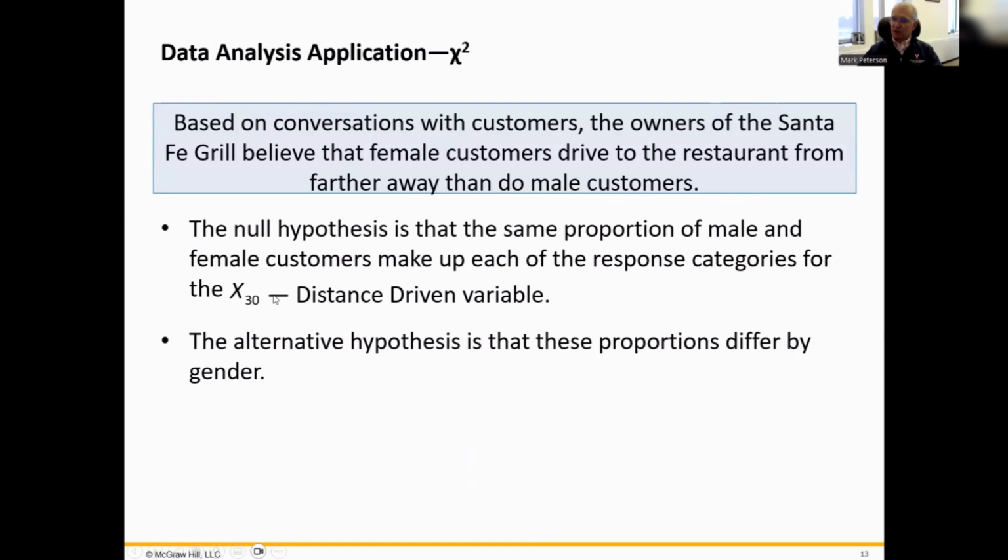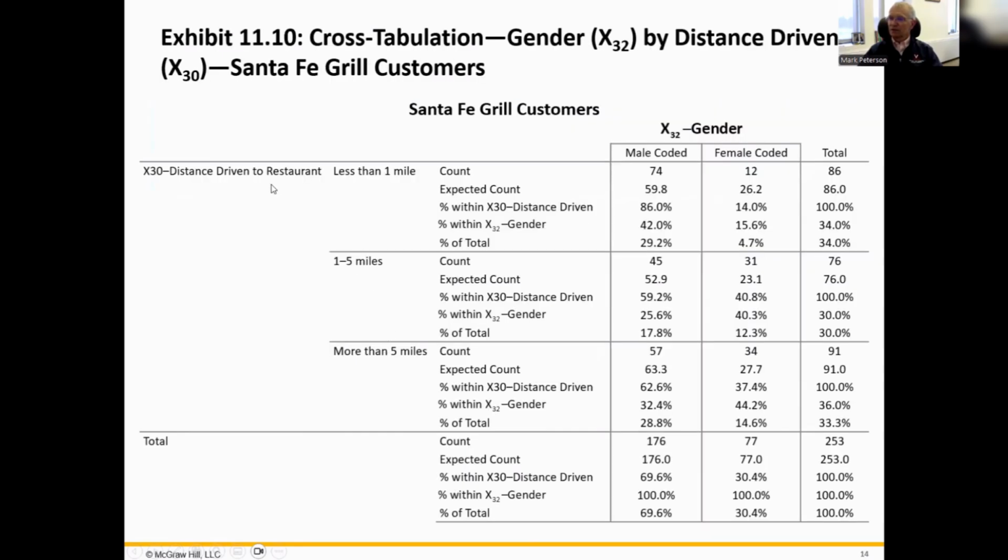Okay. This example from the book here has to do with distance driven, variable X sub 30. And here we see the distance driven to the restaurant: one group, less than 1 mile, 1 to 5 miles, more than 5 miles. And then you can see here the expected count for each of these. This is the count actually for these cells. So this column is the male coded. This is the female. So the columns represent gender, and the rows represent the distance driven to the restaurant. So here's the count, 74 and 12. It's at the top of each of these cells, 45 and 31, 57 and 34. And then you have the totals down here, 176 males, 77 females. And then you're going to make these comparisons between what's expected and what you have there.